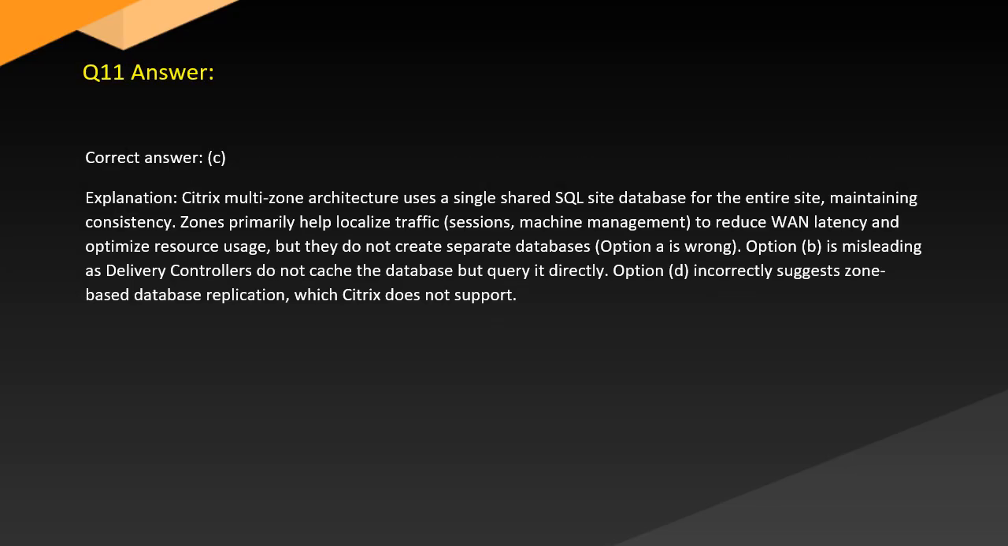Answer. Correct answer, C. Explanation. Citrix multi-zone architecture uses a single shared SQL site database for the entire site, maintaining consistency. Zones primarily help localize traffic, sessions, and machine management to reduce WAN latency and optimize resource usage, but they do not create separate databases. Option A is wrong.